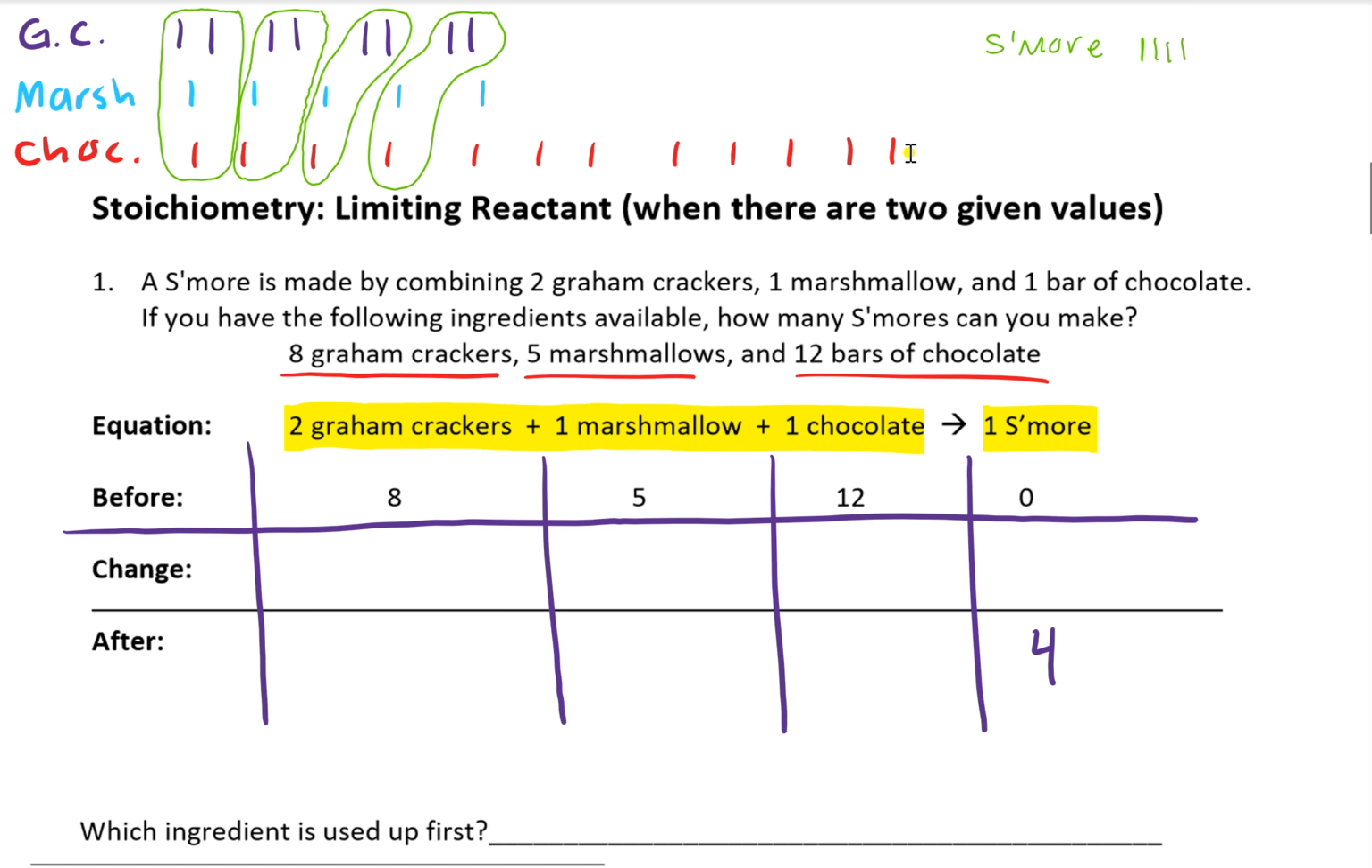Chocolates, we had some chocolates left over, and I'm going to count 1, 2, 3, 4, 5, 6, 7, 8 chocolates remained.